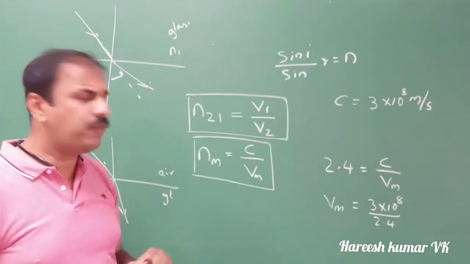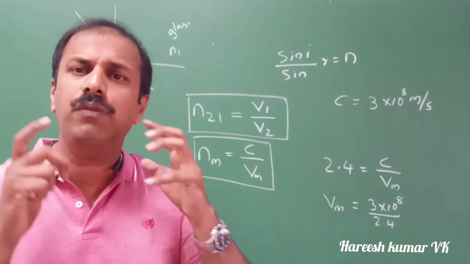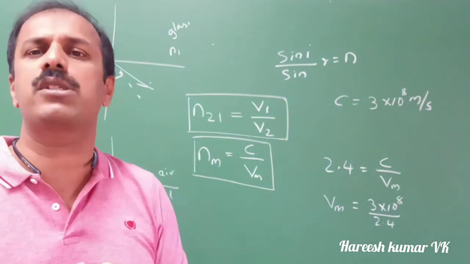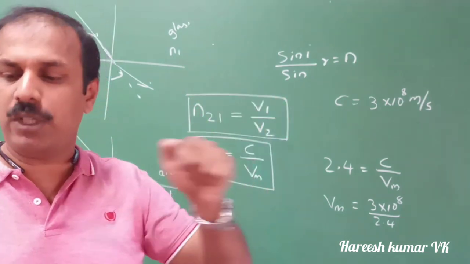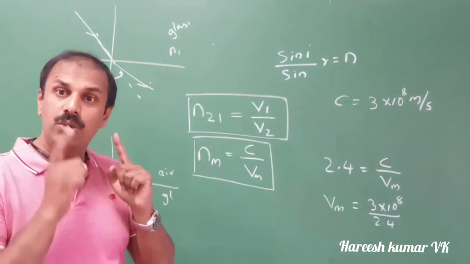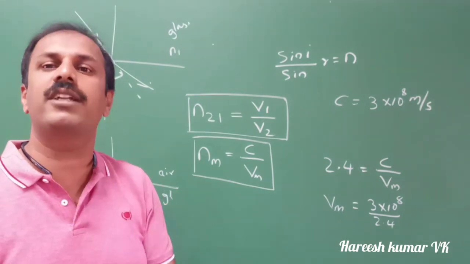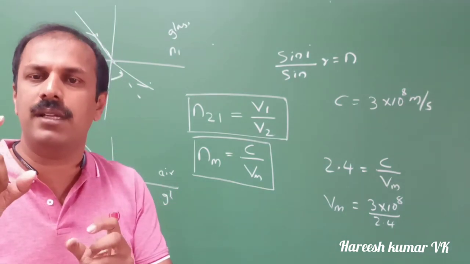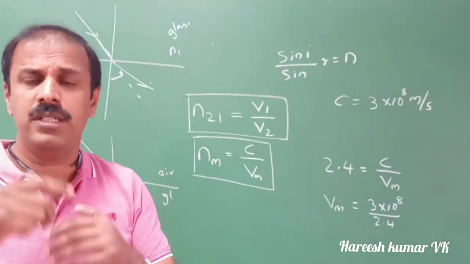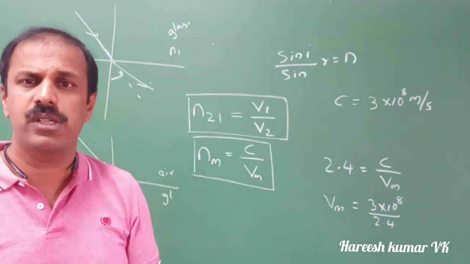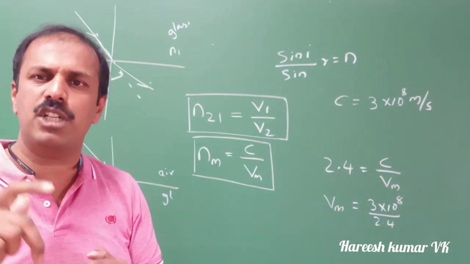Now, if you know the refractive index of two medium, for example, you know the refractive index of glass and you know the refractive index of water, and you want to calculate the refractive index of glass with respect to water. That is, you know the refractive index of glass separately, you know the refractive index of water separately. These two refractive index is actually the absolute refractive index. Now we have to find the relative refractive index of glass with respect to water.